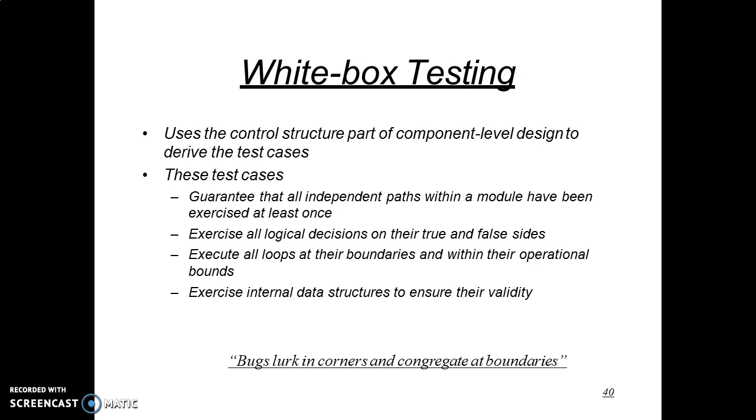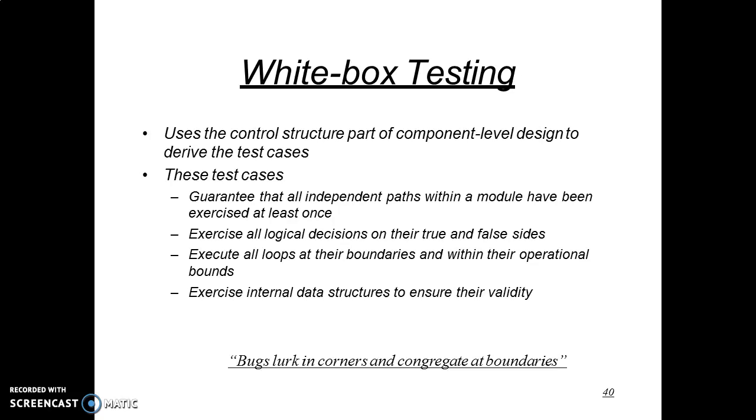It executes all loops at their boundaries and within their operational bound. It means, say, if I write a for loop, say for i equal to 0 to 10, then I have to test what happened in a boundary, like what happens if I enter 0, what happens if I enter 10, and 1 within a value that is from 1 to 9. It exercises internal data structures to ensure their validity.